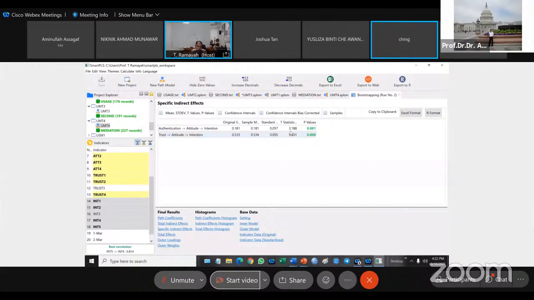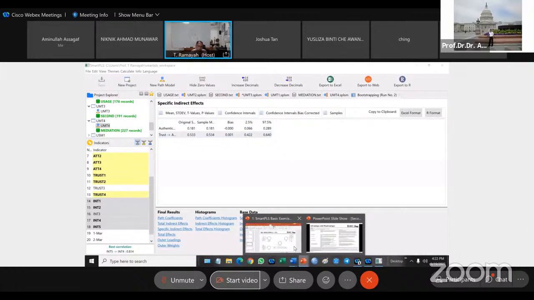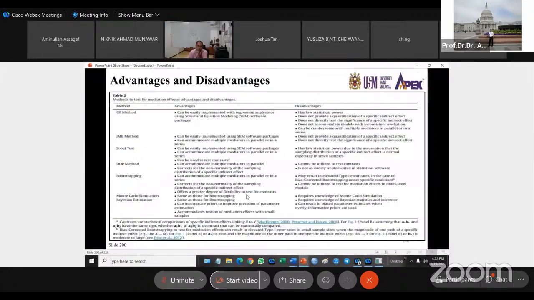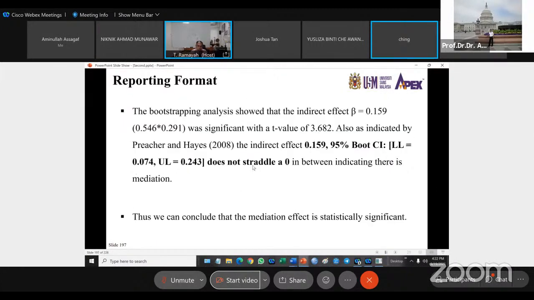Here the p-value is significant. Now the confidence interval must also say that there's no zero in between. Remember the guideline says it does not straddle a zero, right? Okay, this one. Positive and positive, right? So zero does not straddle the lower and the upper limit. So that's how you determine whether the p-value is supported by the confidence interval. Sometimes your p-values are significant, but the confidence interval is negative and positive. This is more accurate than p-value, your confidence interval.